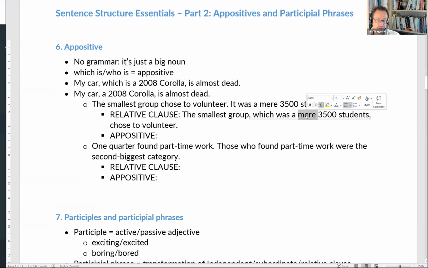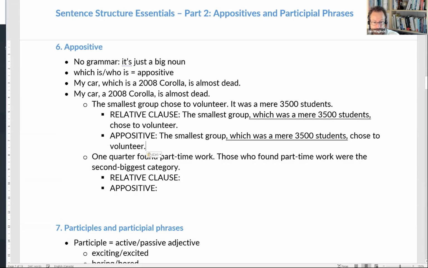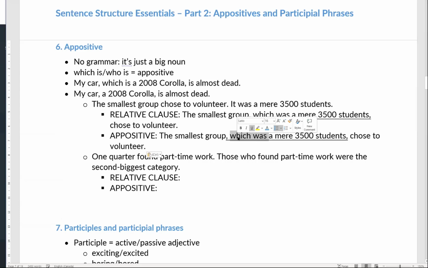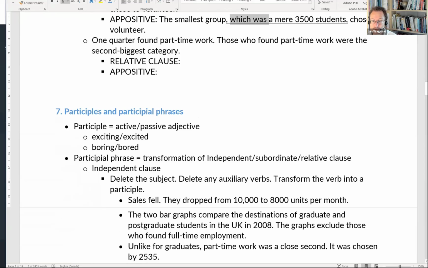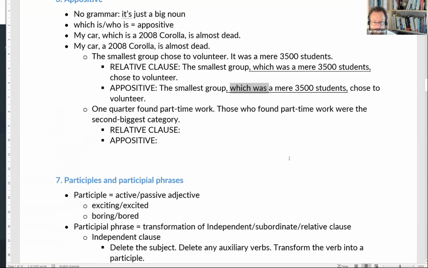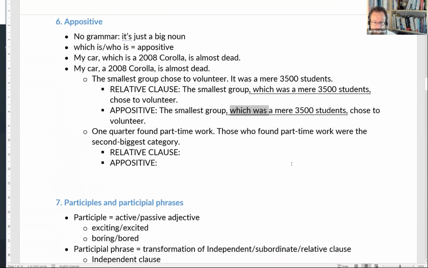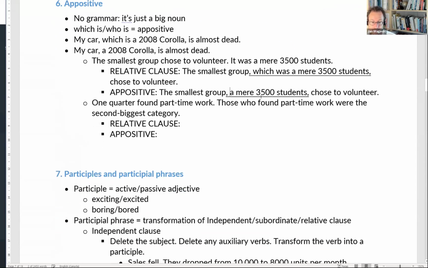Mere is a good alternative for saying only: which was only 3,500 students, which was a mere 3,500 students. So because the smallest group is the same as a mere 3,500 students, we don't need the relative clause business. The group, a mere 3,500 students, chose to volunteer. That's it. Right, and we can get rid of that.